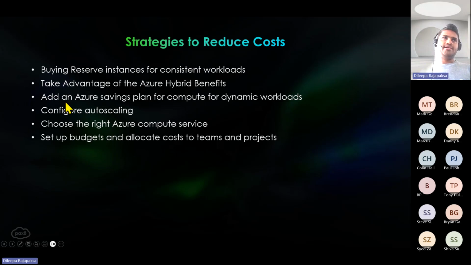And then you can add Azure savings plans for dynamic workloads. That is another option available. And then you can configure auto scaling. If your customer's environment is a little dynamic, you can auto scale. If there's a high demand, you can allocate a big machine. If it is low demand, you can downgrade it. By doing that, you are reducing the cost, right? Because from time to time the payment will be different because of the auto scaling.